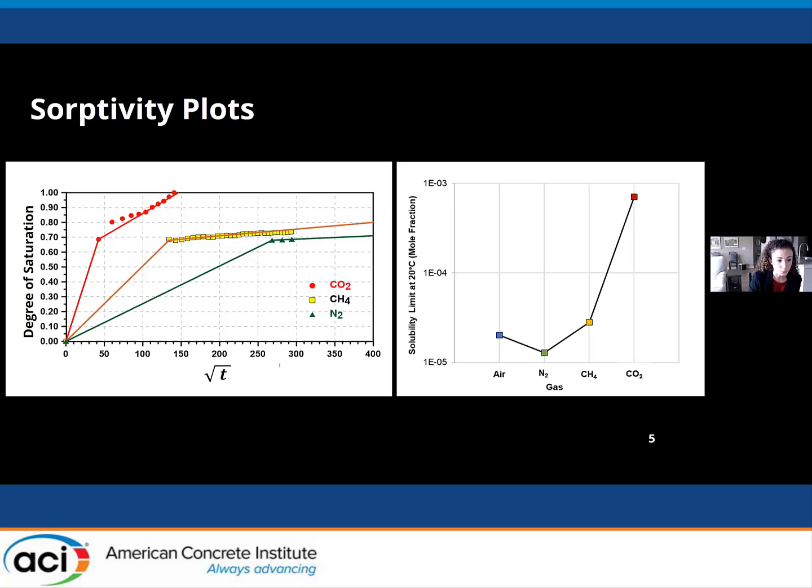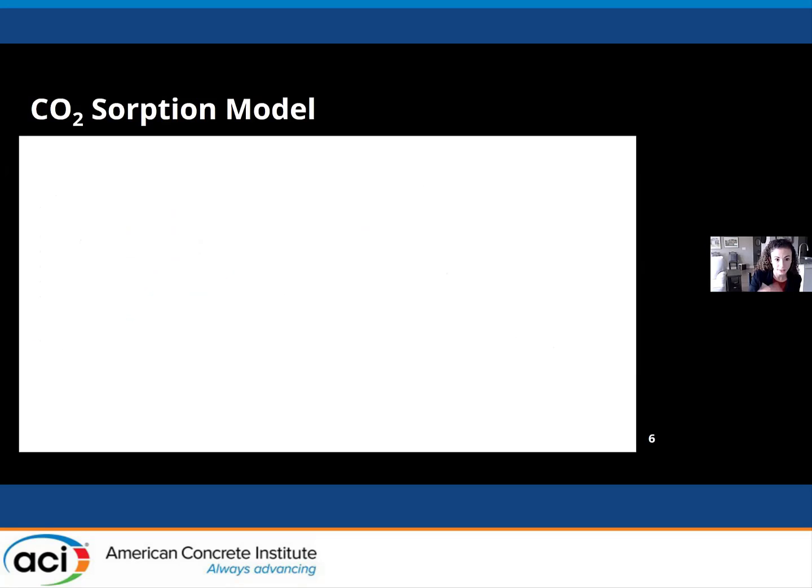system filled with CO2. But what's really interesting, and was a somewhat unexpected finding from this research, is this nonlinear behavior that we were observing in the early portion of the secondary sorptivity region of the CO2 plot. So we started questioning, well, why is this happening? And what we believe it to be is a combination of a couple of things. I'll explain that here on this slide.